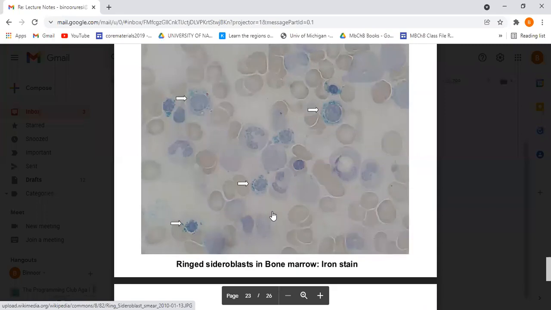These are the ringed sideroblasts, as you can see. You have that as a normal blast, or not yet mature, but a precursor of the red cell.